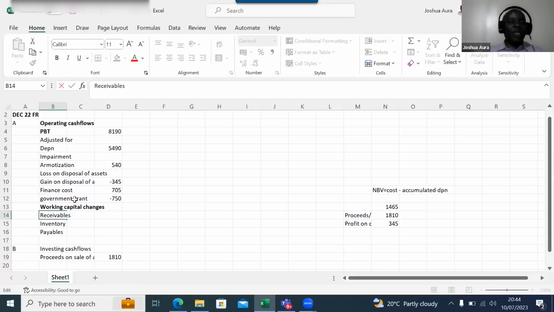All right. So in this case, we have receivables. Remember, for receivables we normally talk about opening minus closing. So in this case, is there somebody who can go to the balance sheet and look for the opening?